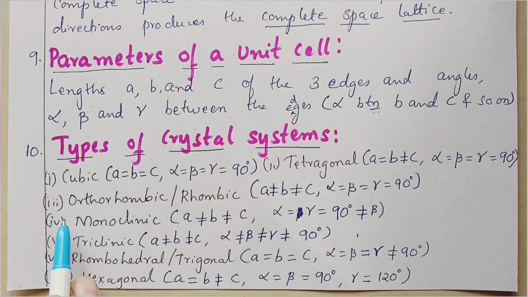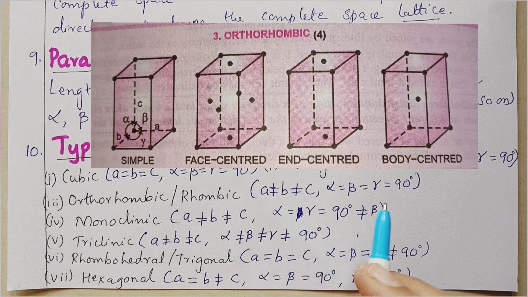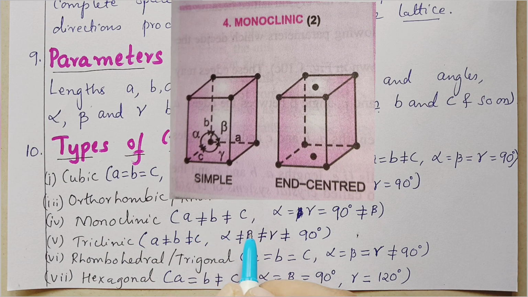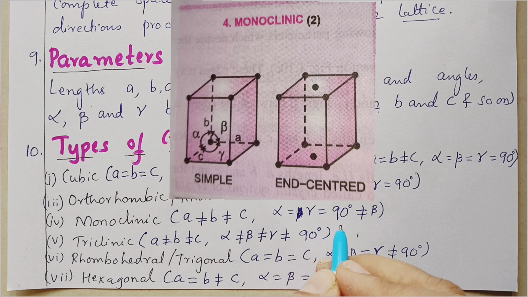Third system is orthorhombic or rhombic crystal. Here all the three edges are different, but again the three angles are equal to 90 degree. The fourth system is monoclinic crystal. Here all the three edges are different. A is not equal to B, that is not equal to C. But the two angles alpha and gamma are equal. They are equal to 90 degree, but beta is different.